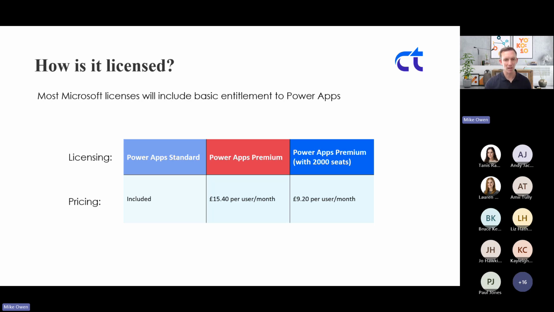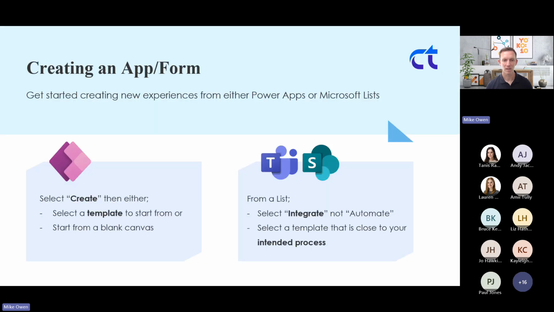There is a Power Apps premium minimum seat requirement license, which brings the cost down, but you're at 2,000 seats before you qualify for that. So most of the apps are probably going to be achievable just with the standard. It very much depends on your individual requirements. So again, how do we get started?